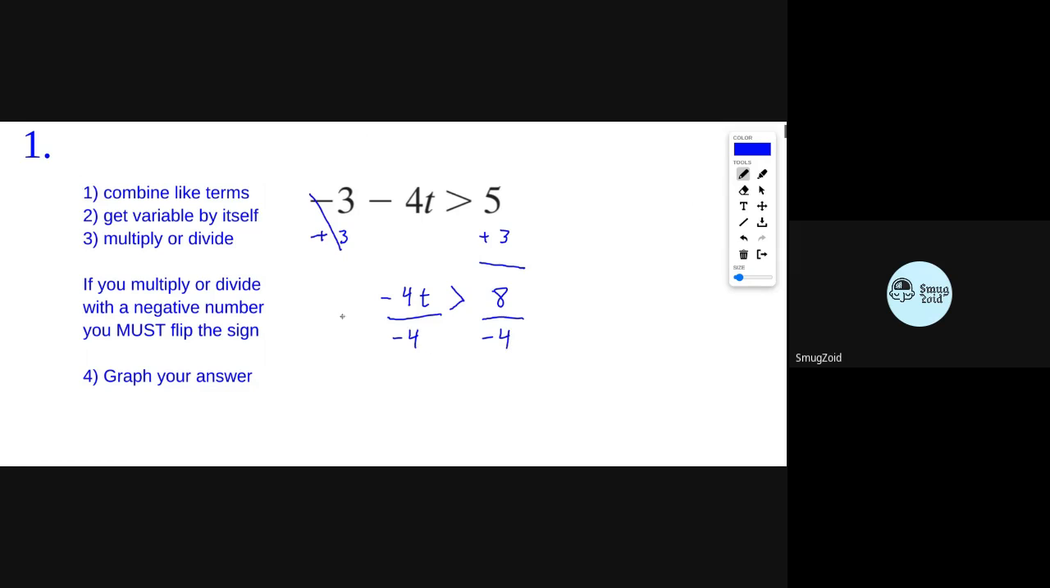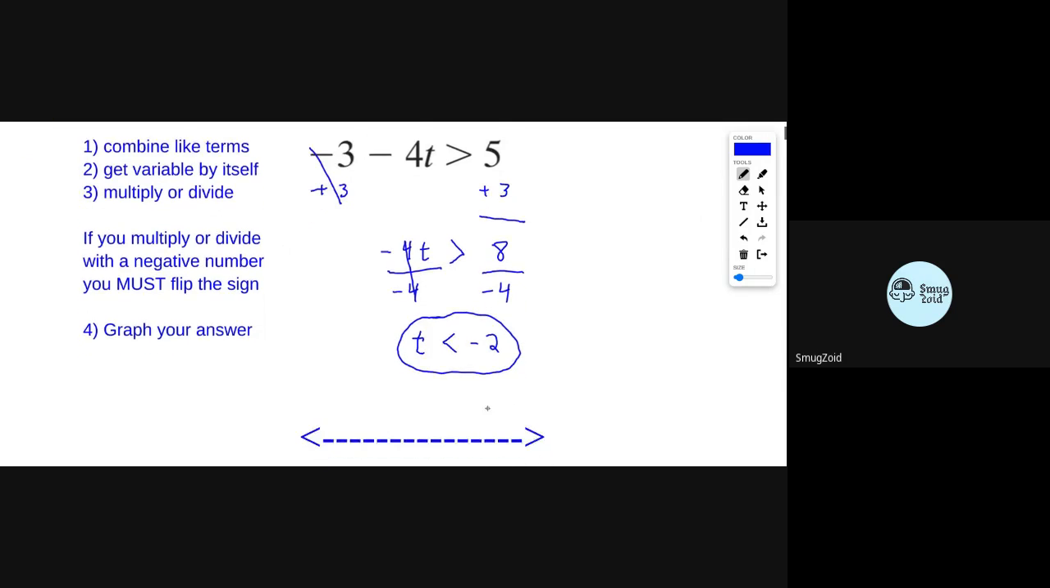Now here's the catch. If you multiply or divide with a negative number, if the number that you're dividing or multiplying on the side of the equation with the variable is negative, you must flip the sign. Now I'll show you what that means here. This goes away. I got to flip that sign. I got to make t now less, and 8 divided by -4 is -2. Okay, this is going to be my answer.